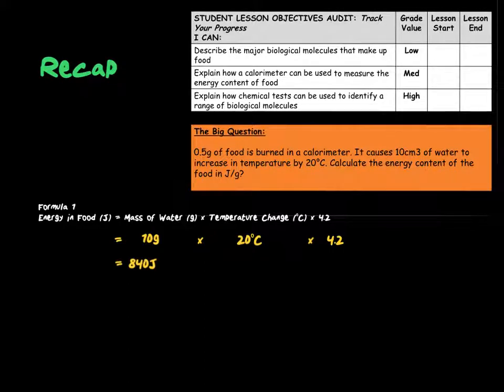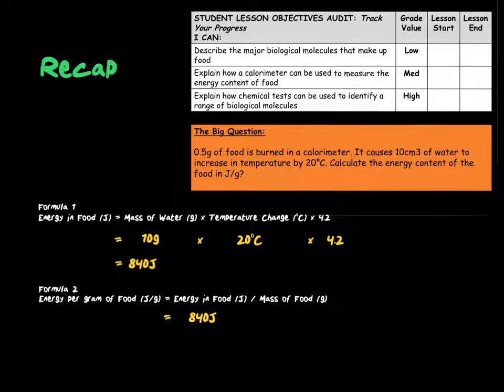We now need to use equation 2, which was energy per gram of food in joules per gram is equal to energy in food in joules over the mass of the food in grams. We've got the energy of the food, which is 840 joules, and from the question we were given the mass being 0.5. So we do 840 divided by 0.5, giving us a final answer of 1,680 joules per gram. That concludes not only this tutorial video, which was tutorial video 5, but also the entire Biology Key Skills tutorial series.